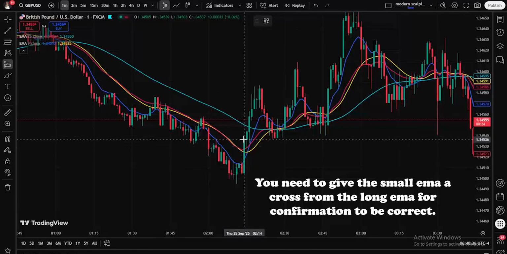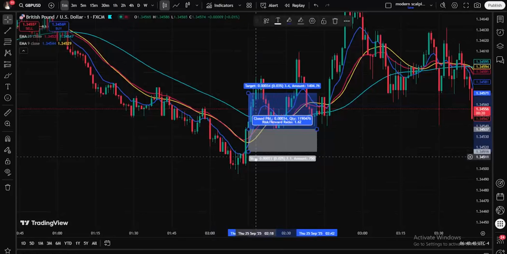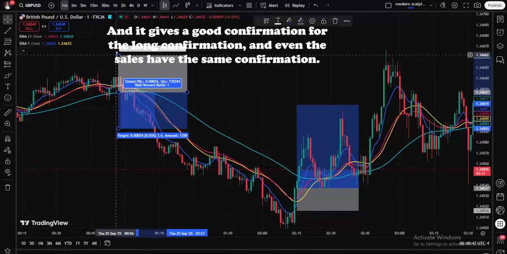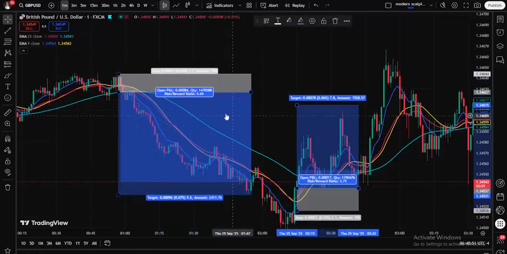If the EMA 9 and EMA 15 cross the EMA 25 and EMA 35 from below, this is a strong buy signal. Conversely, if the shorter EMAs cross the longer EMAs from above, this is a sell signal.